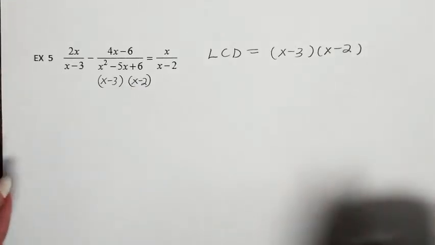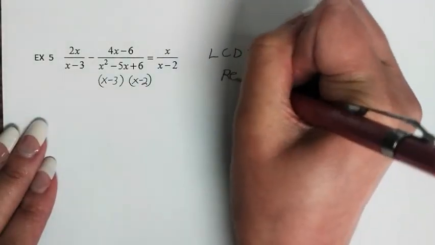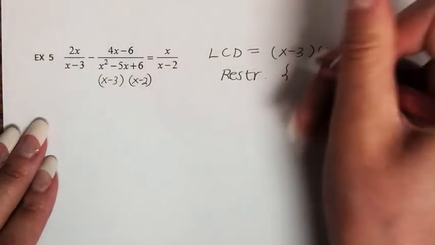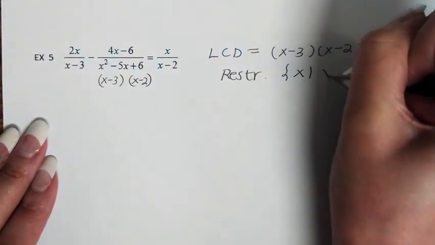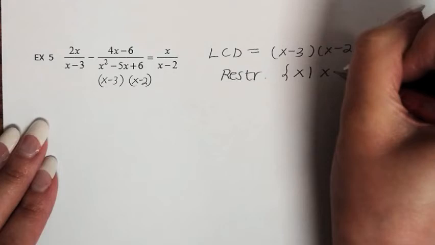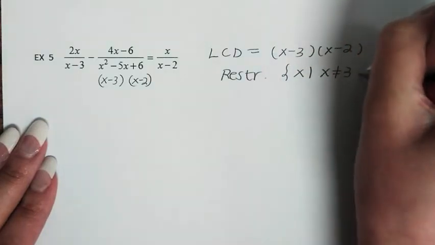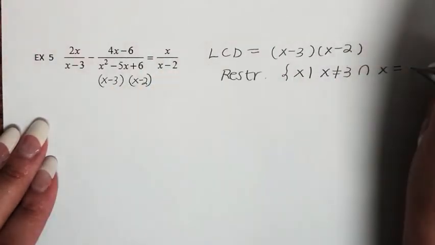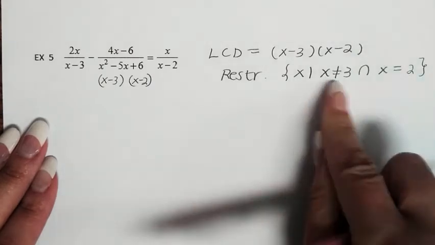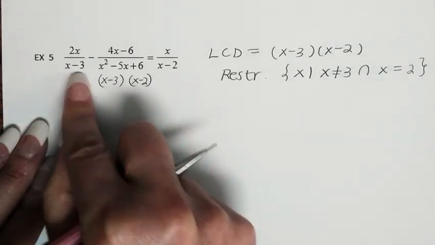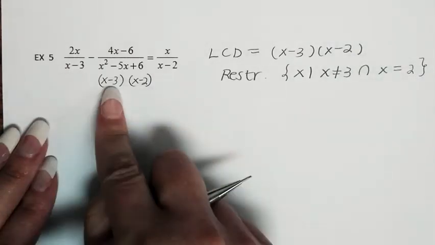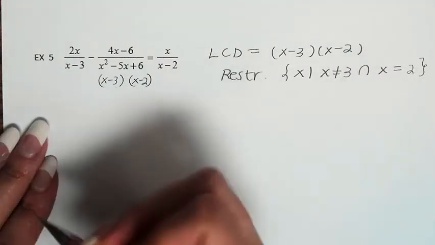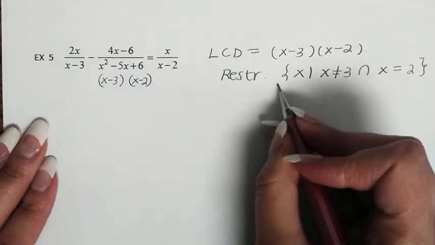Then the restrictions that you have for this situation are going to be 2 restrictions. You have x such that x should be different than 3. And you don't want the x to be what? 2. Why? Because if we put the 3 here, that would be undefined. If we put the 3 here, that would be undefined, in the same way that if we put the 2 here and here, that would be undefined. Okay, so you have those restrictions.